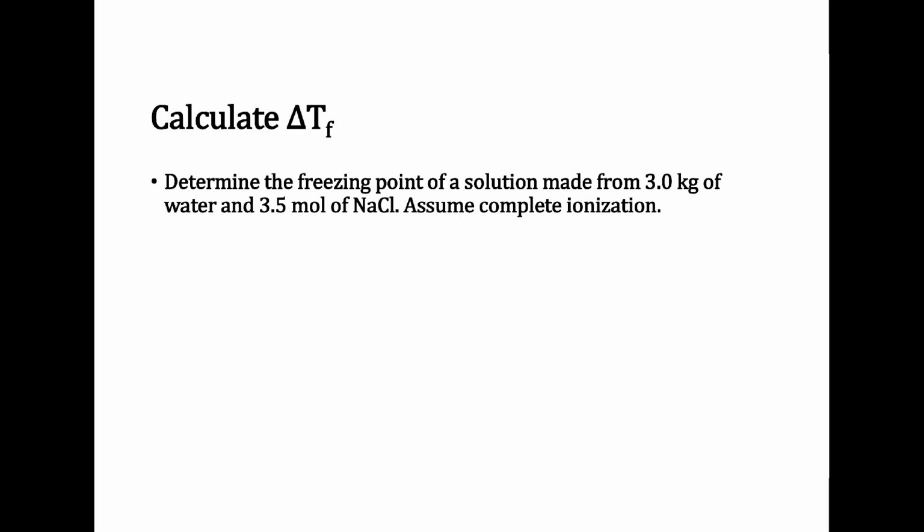In this one, we want to find delta T sub F. So we want to determine the freezing point of a solution made from 3 kilograms of water and 3.5 moles of sodium chloride. And we want to assume complete ionization. Okay, well, since we're looking for a freezing point, we know our equation will be delta T sub F is equal to negative K sub F times M times I.